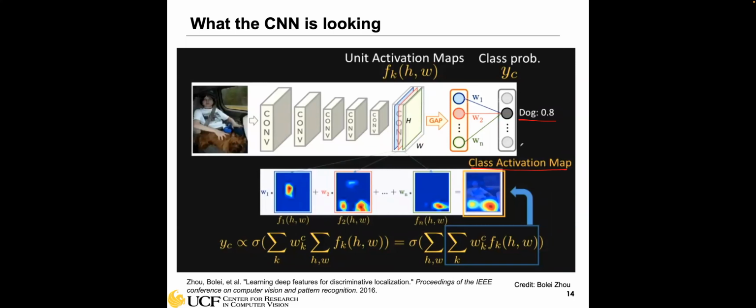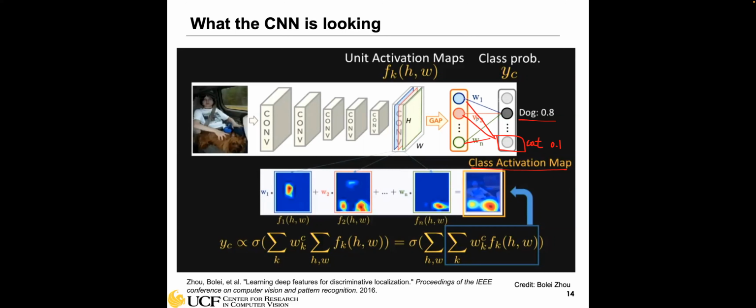And let's say I want to look at another class. Let's say this is a cat, and maybe cat has the probability of only 0.1. I want to select this decision and see what the network focuses on in the image to make a prediction of cat. So in this case, I will look at another set of values, because this is fully connected, so I have another set of weights.